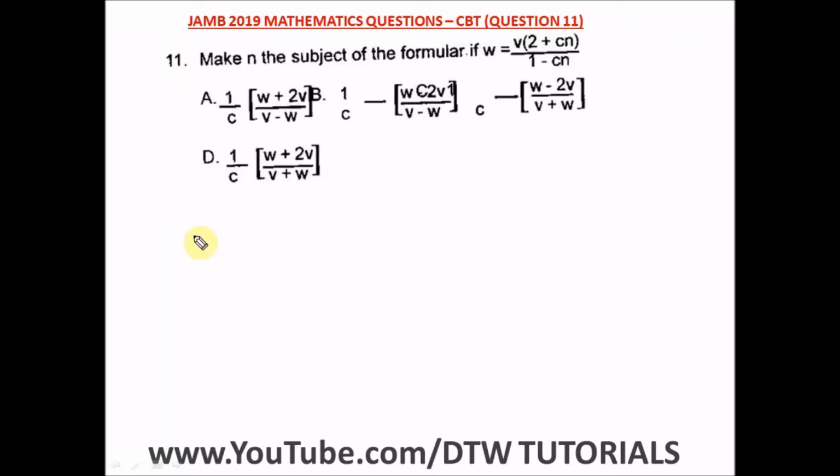Question 11 of the JAMB 2019 Mathematics Past Question. That's your UTME CBT exam. It says make n the subject of formula if W is this. Okay, so we're to make n the subject of formula.